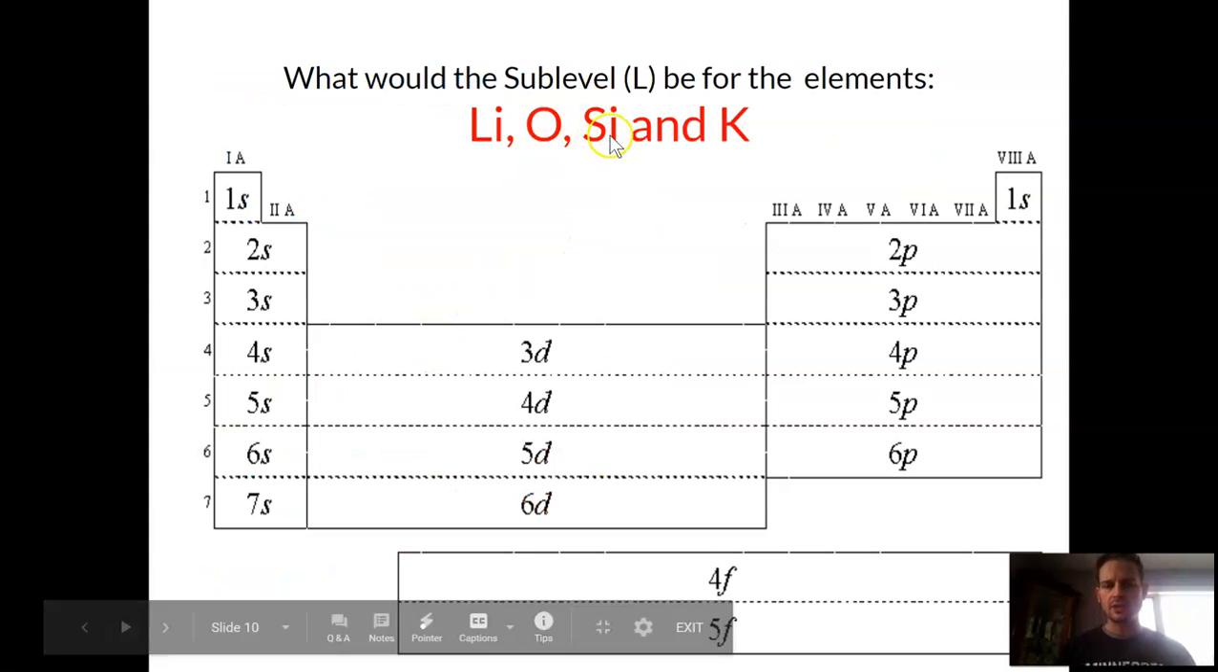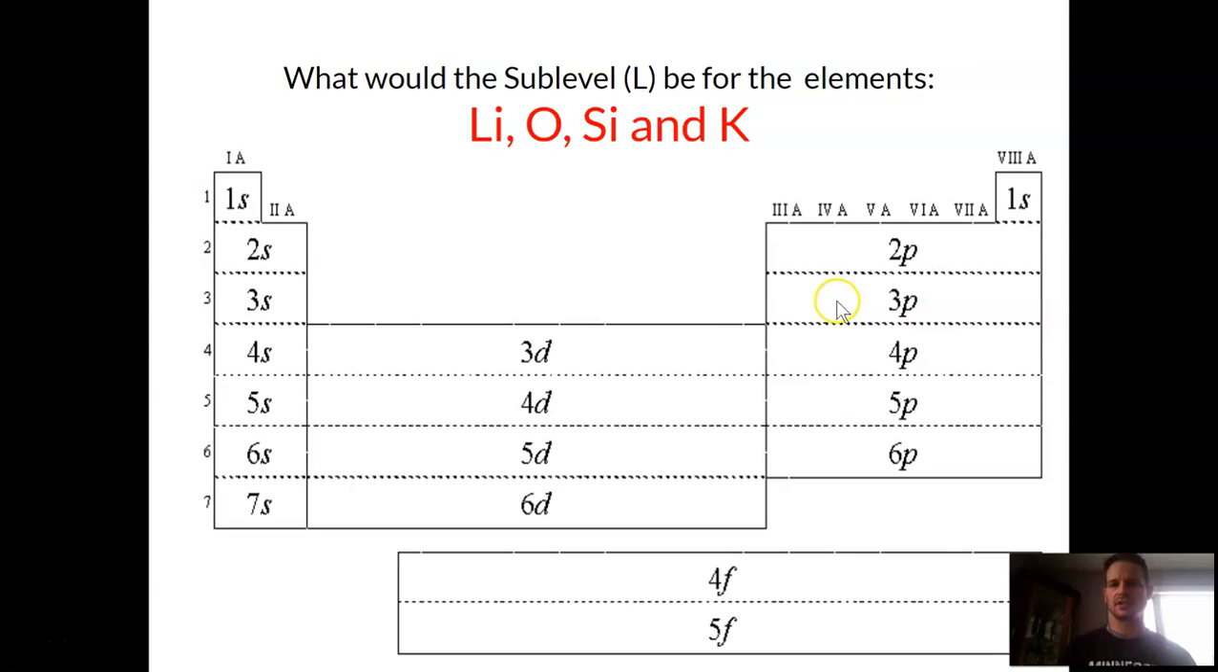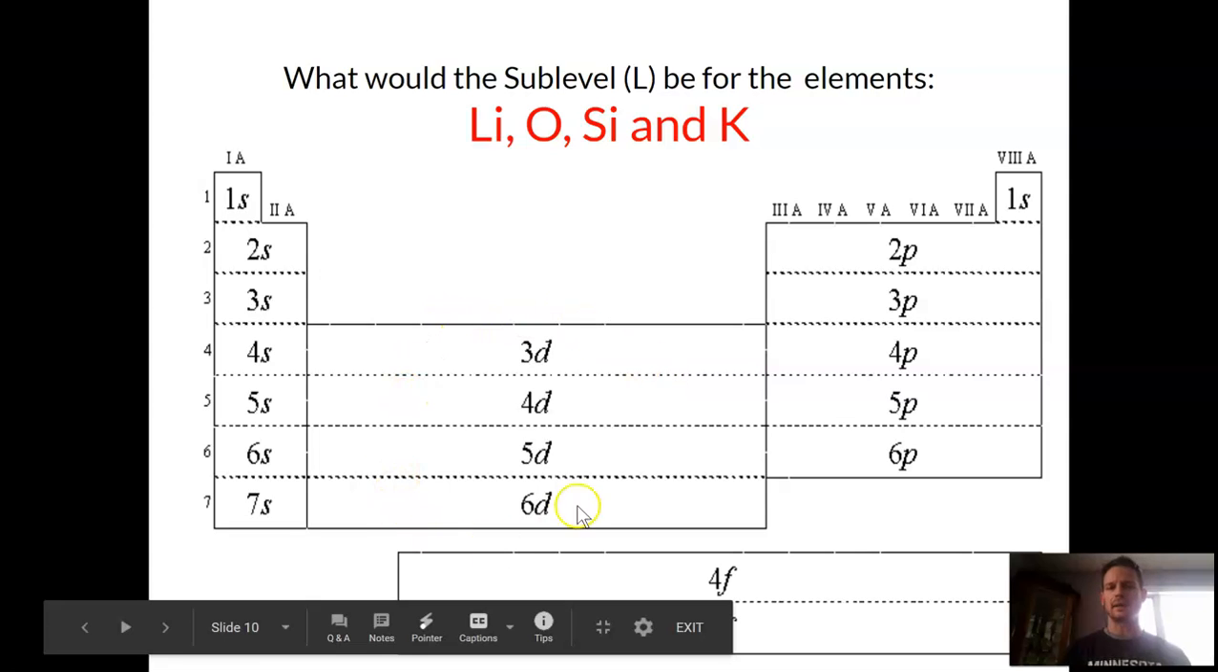If I go on to silicon, I know silicon's down here. So like oxygen, silicon would be a P. Okay, it would be a 3P, but it would be a P. And then potassium, down right here, that would be an S. So its outermost shape would be a sphere. Anything over here would be a sphere. Anything over here, its outermost shape would be that dumbbell. Anything right in this group would be a double dumbbell. And then the fancy ones would be all the way down here.